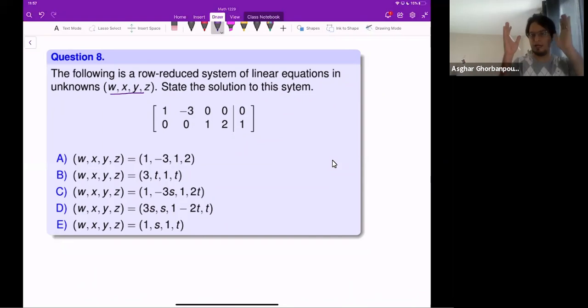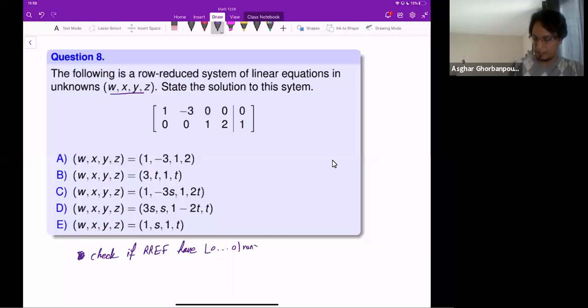Always, when you find the row reduced echelon form of an augmented matrix, you stop for a second. First, check consistency. Do we have any row with 0 on the left-hand side and non-zero on the right-hand side? No, we don't. So it is consistent. Just check consistency. That's the first thing you have to check. So in this case, no.